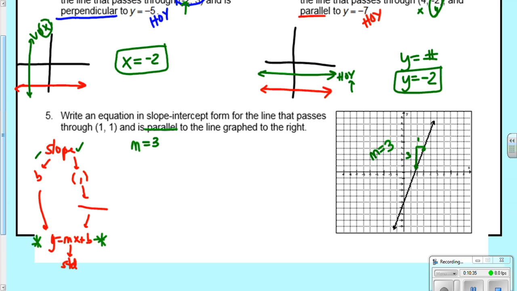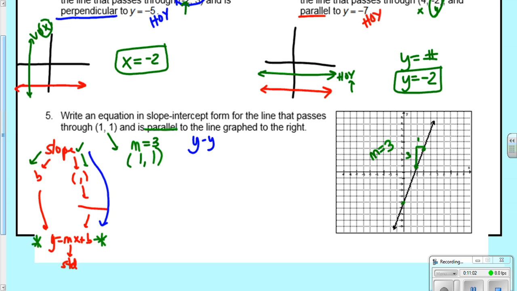Now I decide: do I have the y-intercept or do I just have a random point? Well, I know the y-intercept of this line is negative 5, but I don't know the y-intercept of my line. I can count it out, but that's not how you're supposed to do this. So I'm going to say I just have a random point, (1, 1), given to me in the problem right here. That means I'm taking this long path over here. I've got the point, so I'm going to have to use point-slope form to get there.